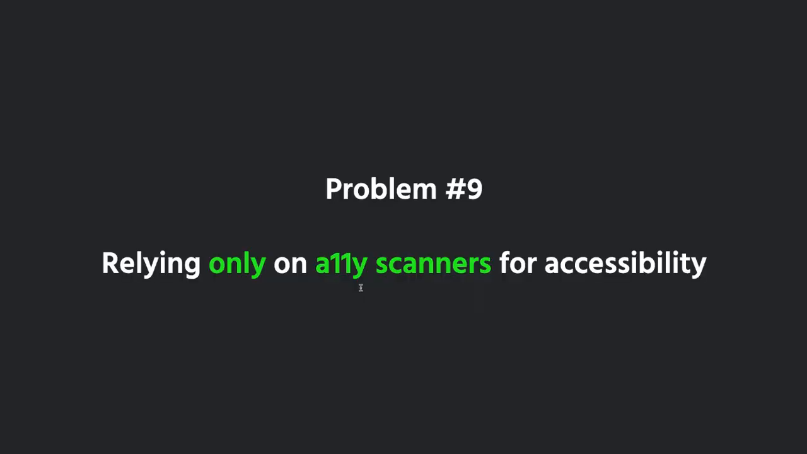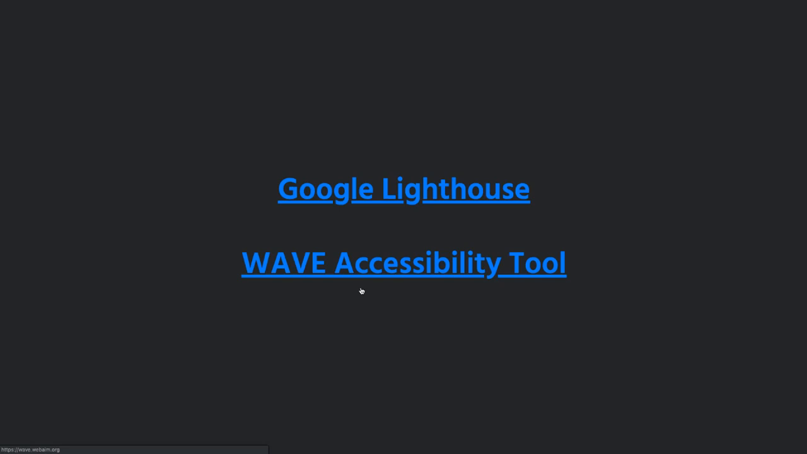Problem number 9 is relying only on ally scanners for accessibility. And this is another one too. There's a lot of tools that you can use to scan to find common accessibility problems. My favorite is Google Lighthouse, which is now built into Chrome. Another common one is the Wave accessibility tool. And these things will scan your HTML and try to figure out any possible accessibility problems. But these can only go so far.